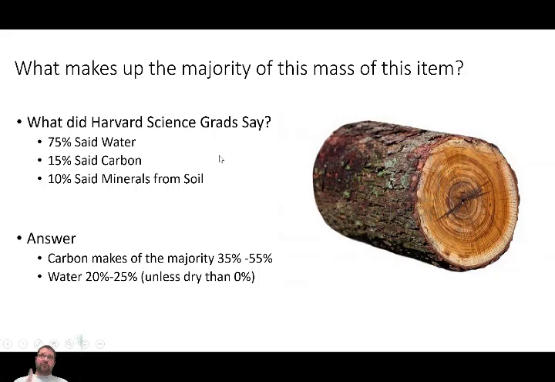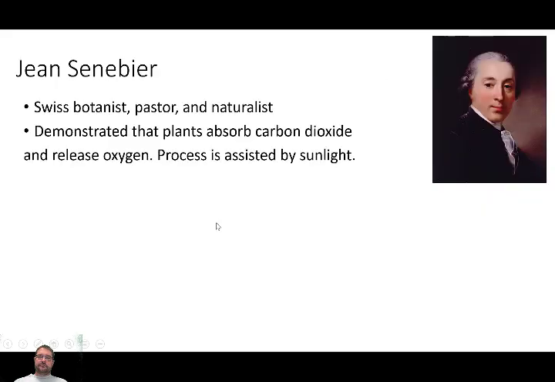Now, I should state, the Harvard science grads were presented with a dry log. It was completely dry. And 75% said that water made up this organism. 15% said it was carbon. 10% said it was minerals from the soil. Okay. That brings me to a couple other scientists that we need to talk about.